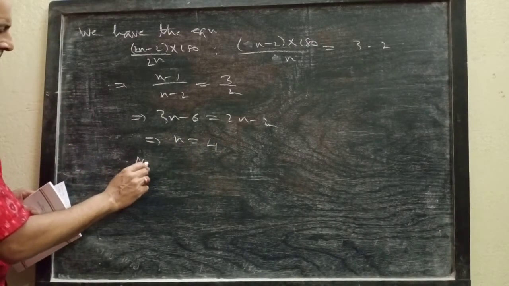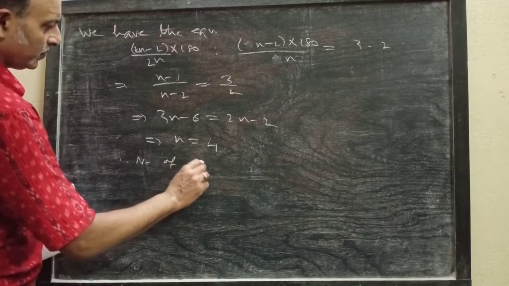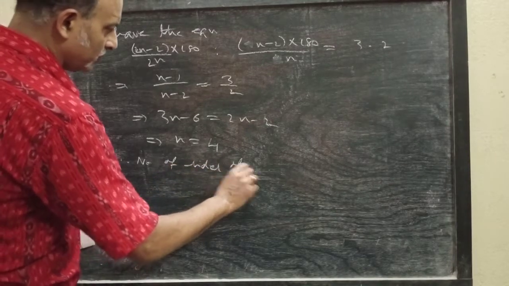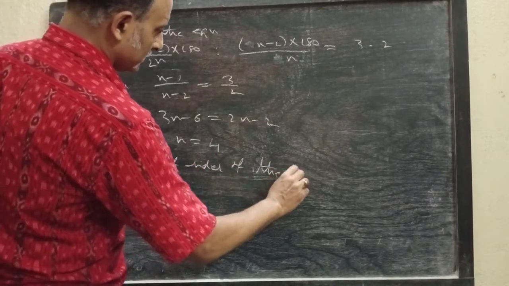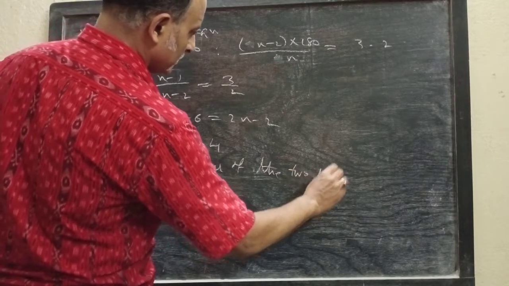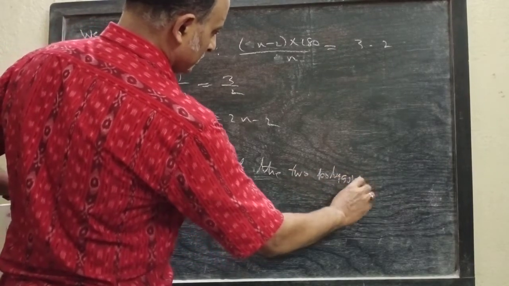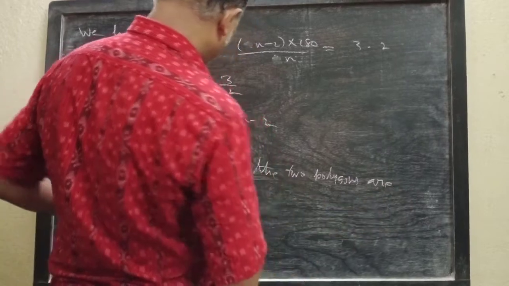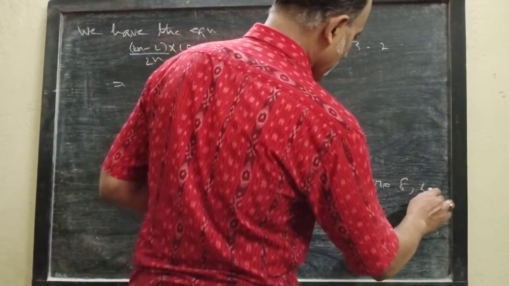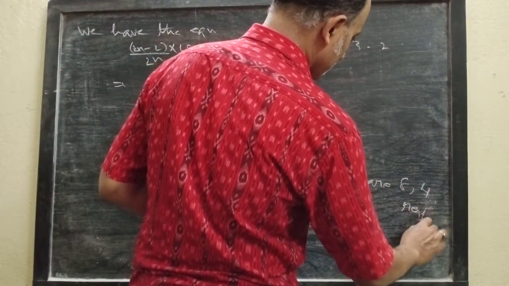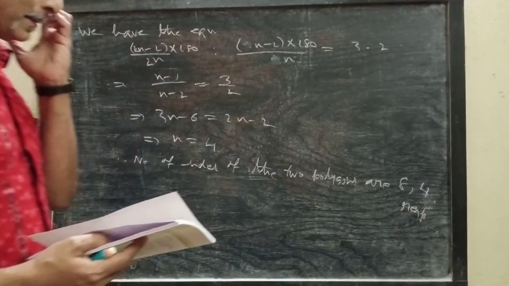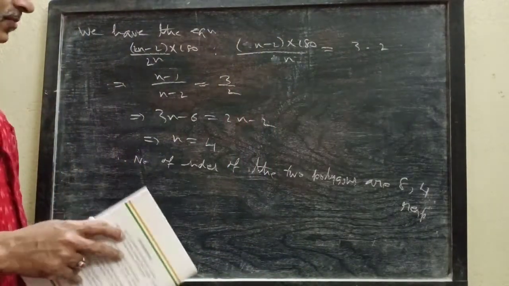Therefore, the number of sides of the two polygons are, first one will be 8 and 4 respectively. Number of sides of the first polygon is 8 and that of the second polygon will be 4.